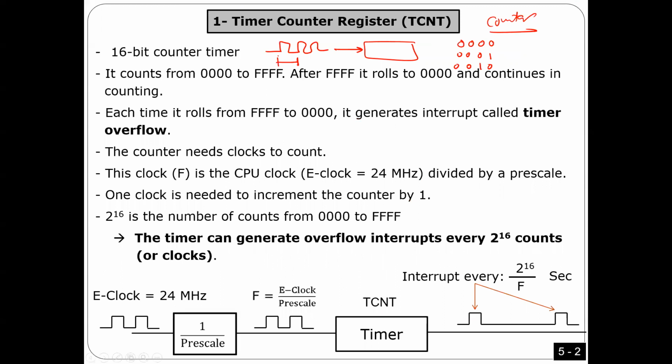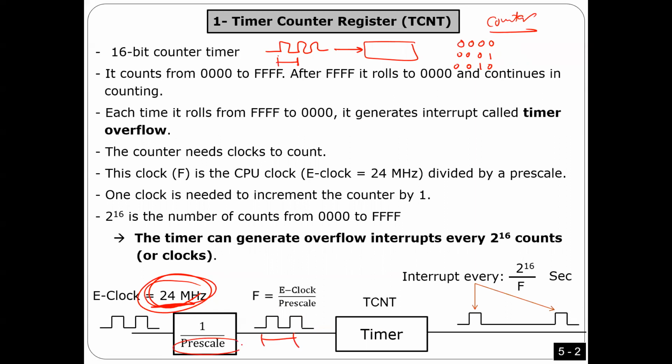The value of this clock, as you see here in this picture, is the system clock, which is 24 megahertz. All I'm going to do is divide this system clock by a value we call the prescale. This is something you can program, so I can divide this value by the prescale in order to get the clock of the timer. And for this clock, every cycle you increment the timer by 1.